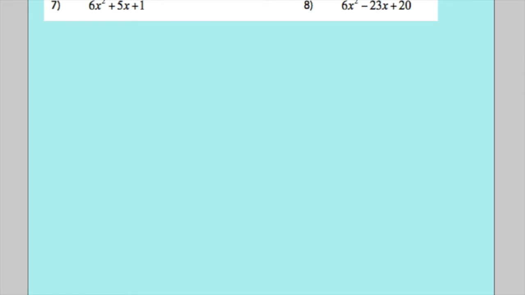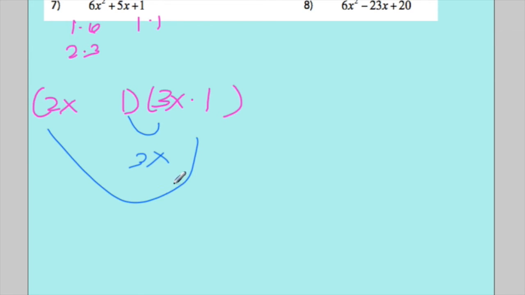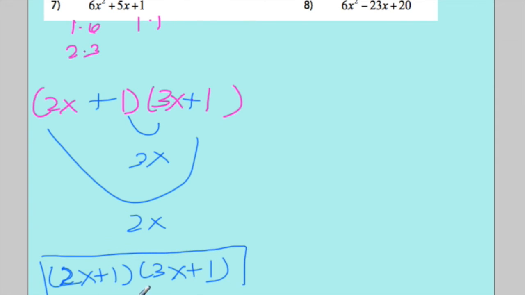Okay. 6. Factors of 6: 1 times 6 and 2 times 3. So I'm going to start out with 2x and 3x. Okay, and I'm so happy because 1 is prime. It's only 1 times 1. So I'm going to go ahead and check. This gives me 3x. This gives me 2x. Does that get me to 5x? Yes, they would both have to be positive. So my answer for this one is 2x plus 1 and 3x plus 1. Whenever you see a prime number like 1, 2, 5, 7, you are happy because there's only one option to try.